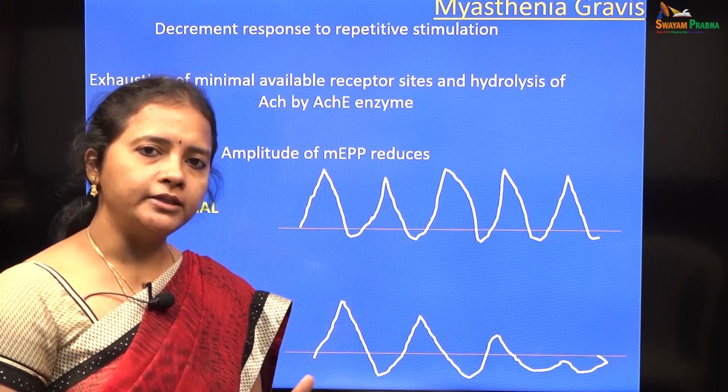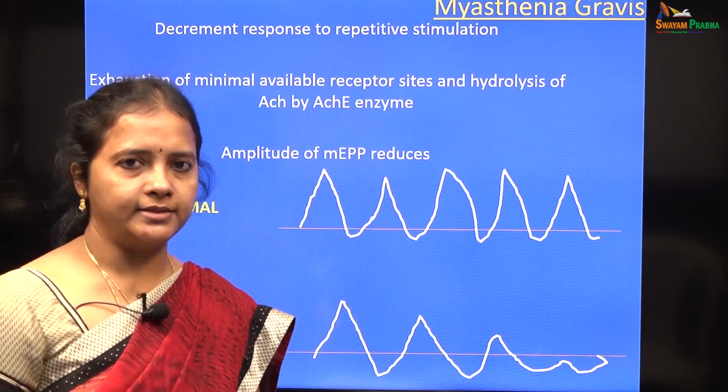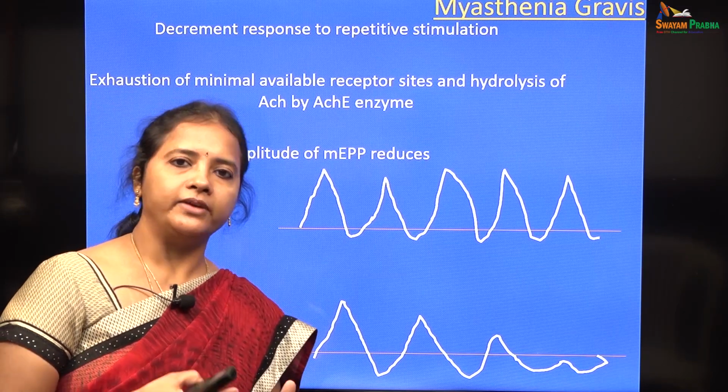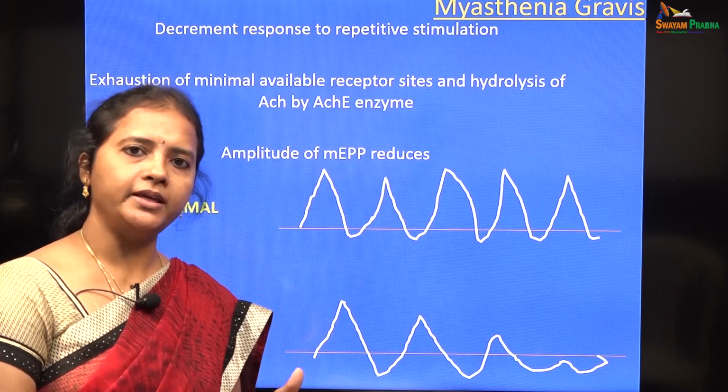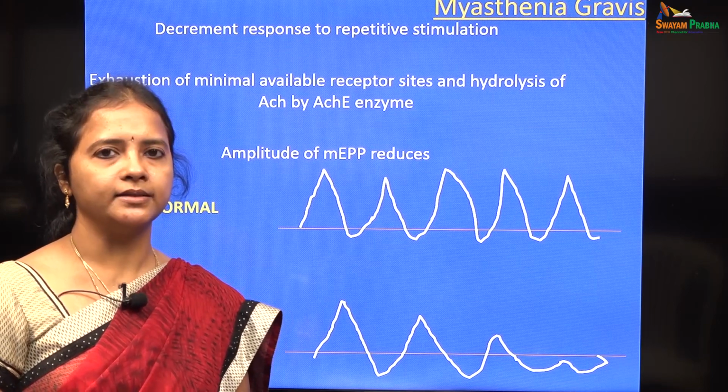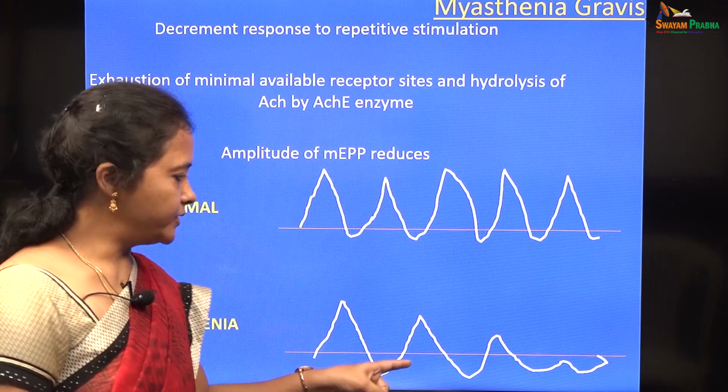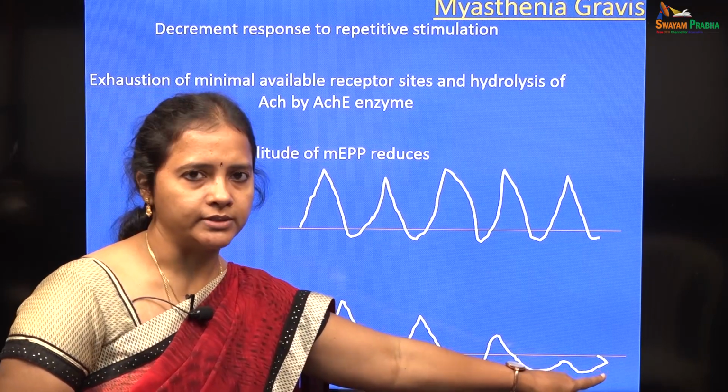Later, due to continuous stimulation, there is exhaustion of these receptors and also exhaustion of the available acetylcholine molecules because of the acetylcholinesterase enzyme present in the synaptic cleft. Because of that, the response reduces.